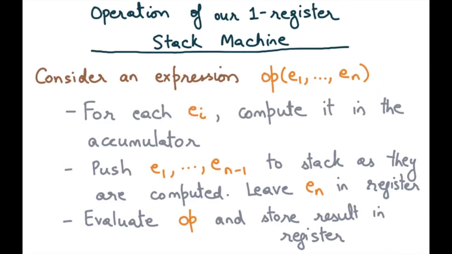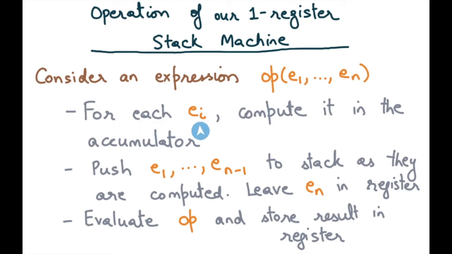All right. So how would you operate a one register stack machine? So let's say you wanted to compute an expression OP applied to n arguments E1 through En. For example, OP, the operation could be plus, and then E1 through En could be integer constants. Now here is one strategy, right? This is just one of the potential strategies, but it's the simplest and probably the easiest to understand, and also the natural strategy for this kind of an architecture.